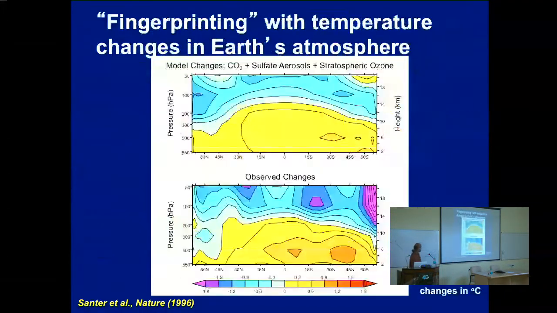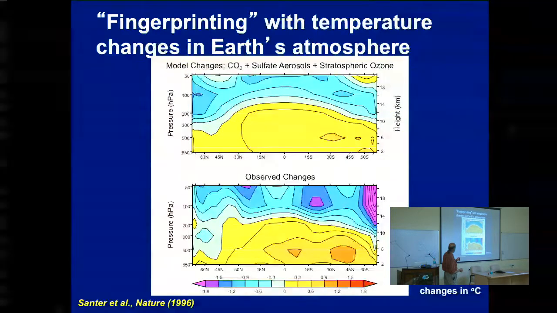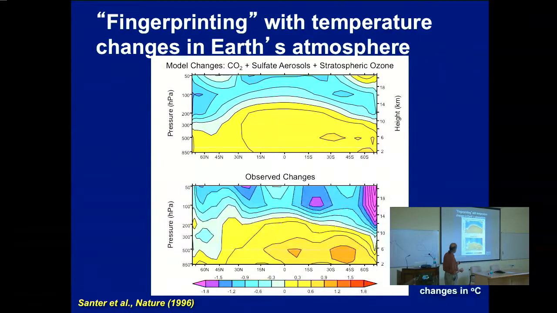Right? So then you can actually say, I'm going to create a fingerprint of model changes due to CO2 increase, sulfate aerosols, and stratospheric ozone. This is sort of what it looks like. This is again going from about 850 hectopascal up to 50 hectopascal. So this is most of the troposphere and the stratosphere, right? And this is what the model simulates. And the observed changes are sort of like this. Okay?